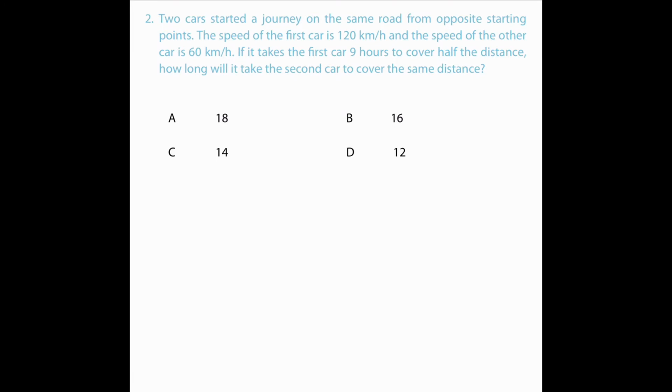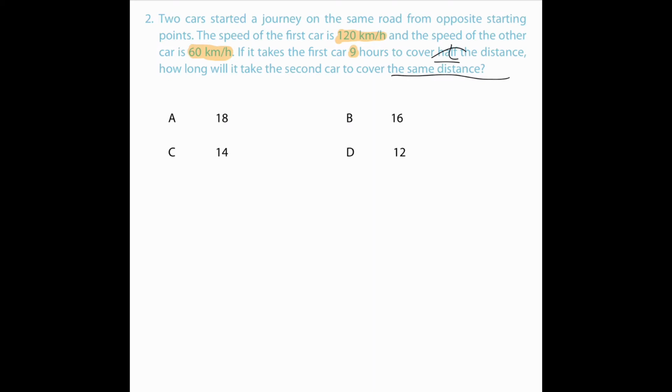The speed of the first car, and here we go, this is our first numerical value, is 120 kilometers per hour, and the speed of the other car is 60 kilometers per hour. And if it takes the first car 9 hours to cover half of the distance, how long will it take the second car to cover the same distance? Okay, so this part is completely irrelevant. The same distance.